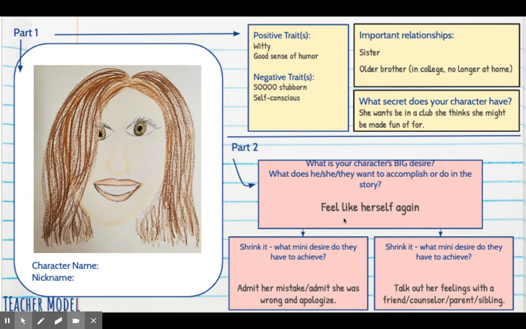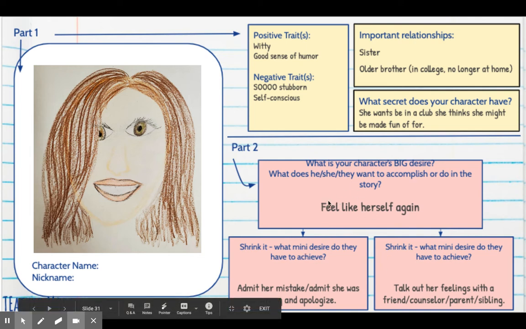That is what you are trying to think of today. You're trying to think of a big desire and then smaller things that would lead to them achieving that big desire.